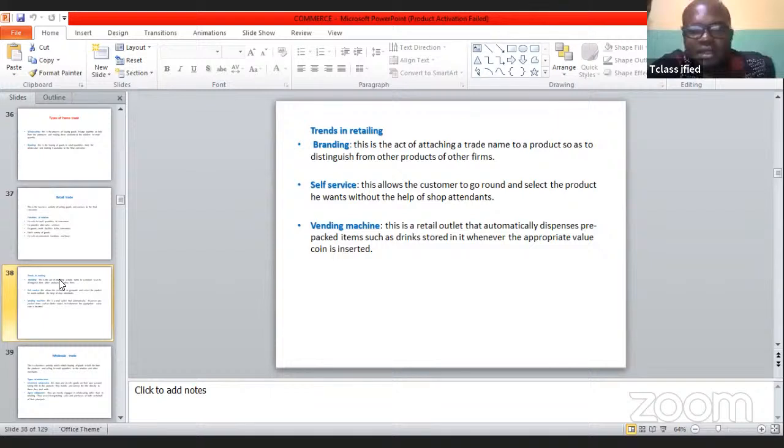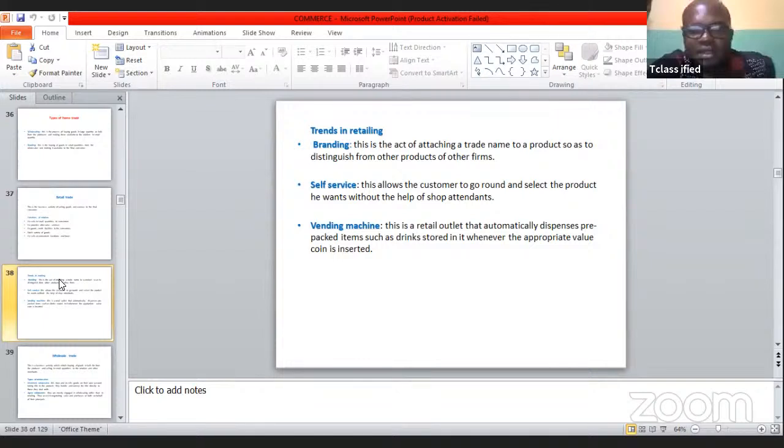Vending machine. This is a retail outlet that automatically dispenses pre-packed items such as drinks stored in it whenever the appropriate value coin is inserted. If you go to the United States, there are places where you just put a coin, you get Coke and you drink your Coke. So such are called vending machines.